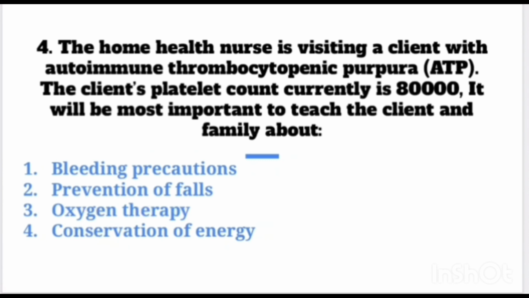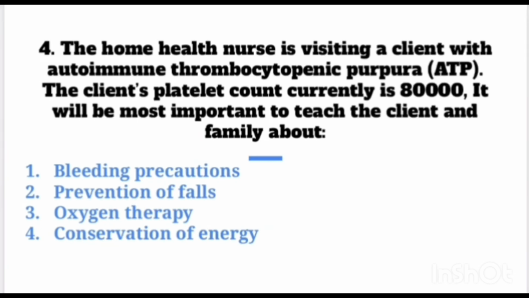Question number 4. The home health nurse is visiting a client with autoimmune thrombocytopenic purpura. The client's platelet count currently is 80,000. It will be most important to teach the client and family about bleeding precautions, prevention of falls, oxygen therapy, and conservation of energy.